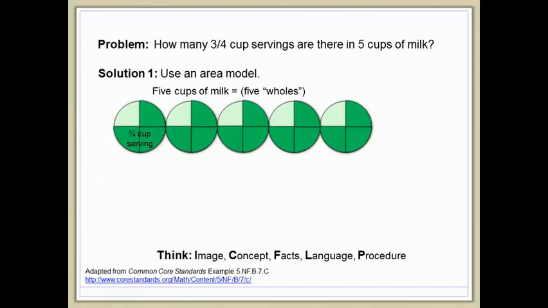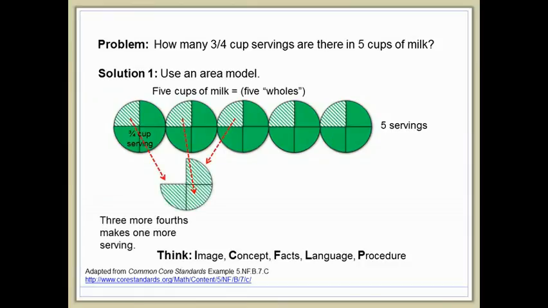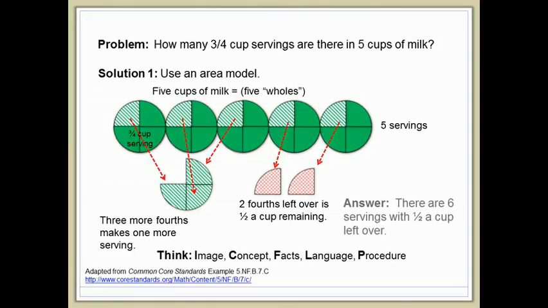This gives us 5 servings so far, but we'll also have the 5 remaining quarters from which we can pick 3 of those, and if we take 3 of those, that will generate 1 more serving for a total of 6 servings. Still, we have 2 more fourths that are remaining or left over, and these 2 fourths represent a half a cup remaining. So basically we have 6 servings and 1/2 cup left over.